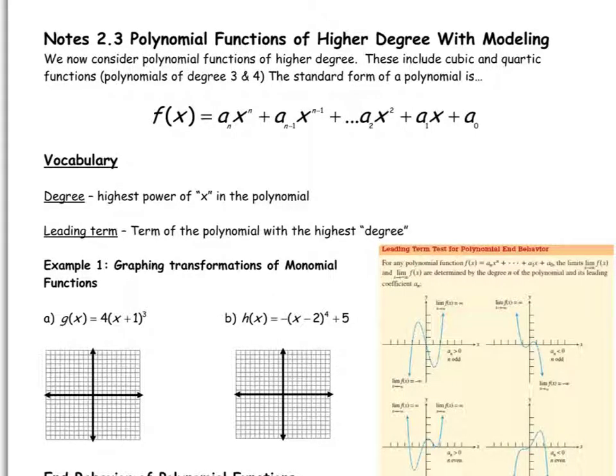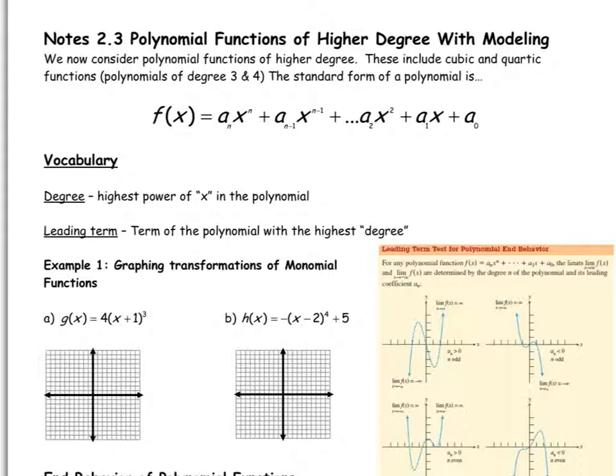Okay, what's going on? Section 2.3 is graphing polynomials, pretty much. One of my favorite units, mostly because it pulls a lot of things together that we've been working on in Algebra 2, and pulls in what we did last unit.